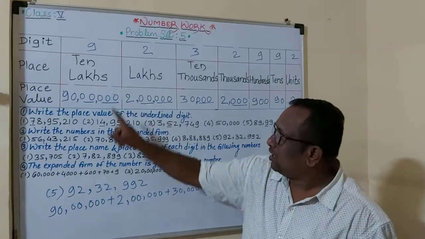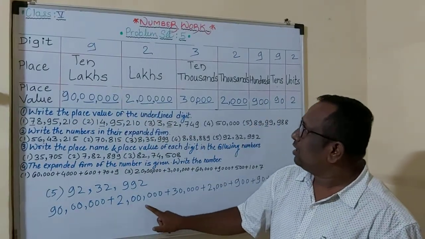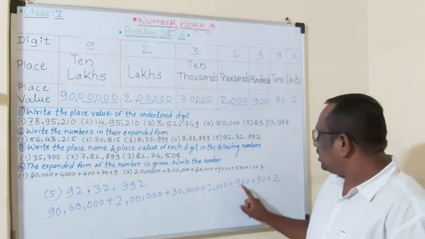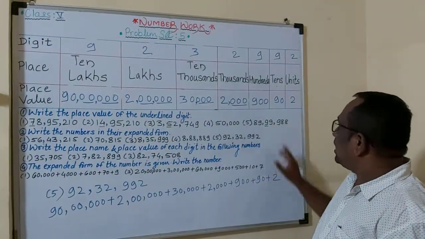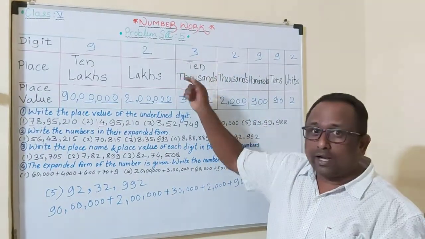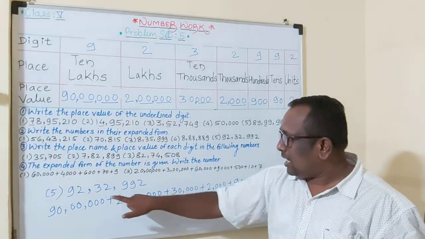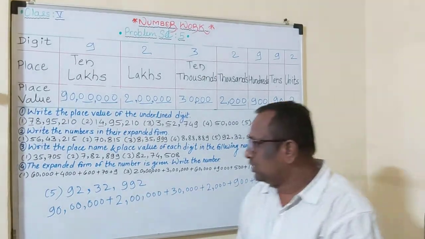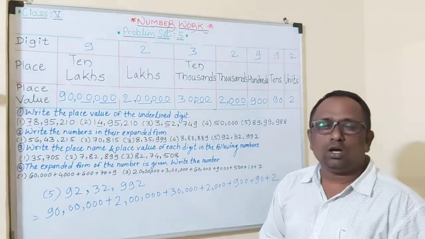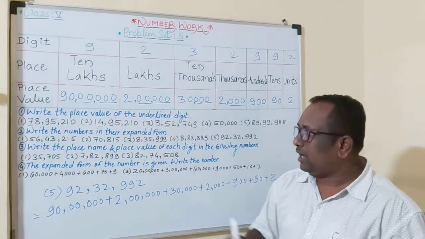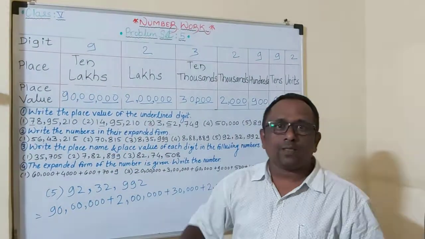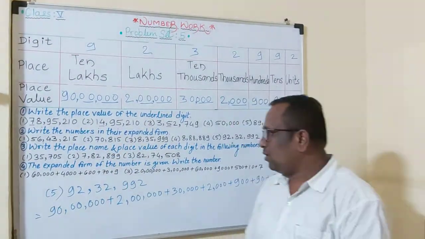90 lakh, then here 2 lakh again, here 30,000, here 2,919. You can solve this roughly, students, but actually you have to solve it fairly, this way. Just give the equal to sign here, then you have to write this way. Okay, this is the second question. Now we'll solve the third one.